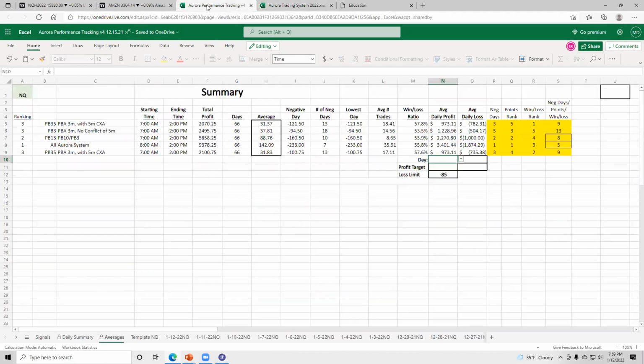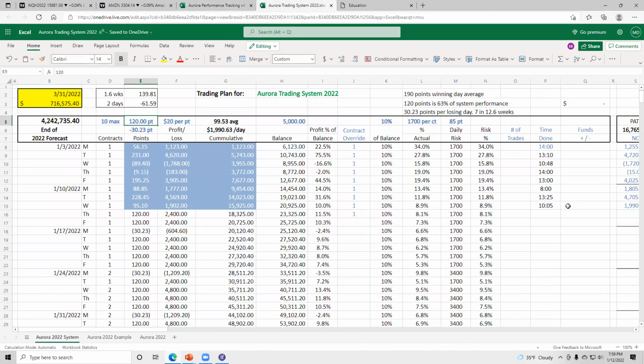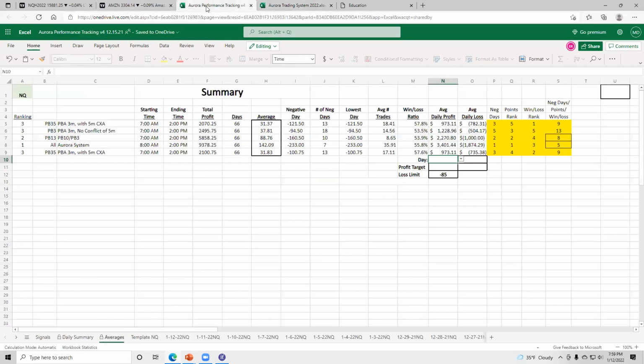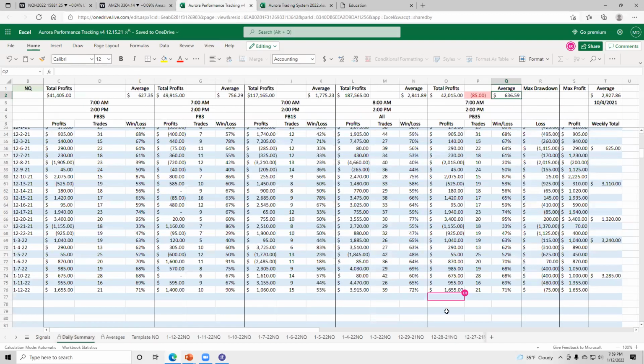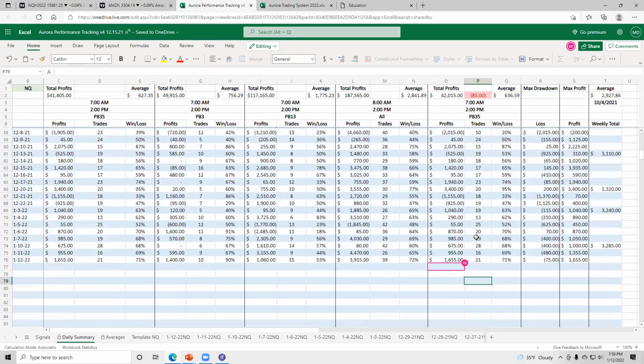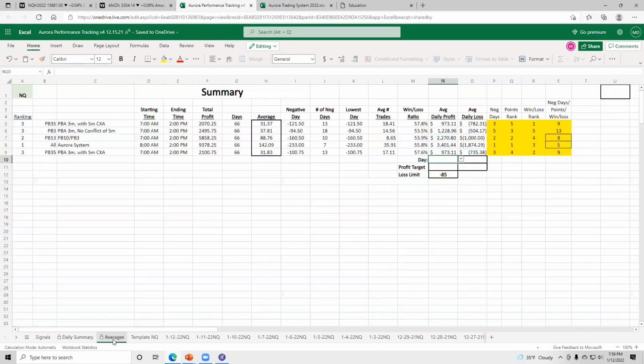So let me make one last comment here, and then we'll jump to questions. The PATS performance today took us out at 99.5 points at the end of the day. Let me just make sure I don't have anything. Oh, sorry. I need to change this back to all. So we're looking at the entirety of the system.